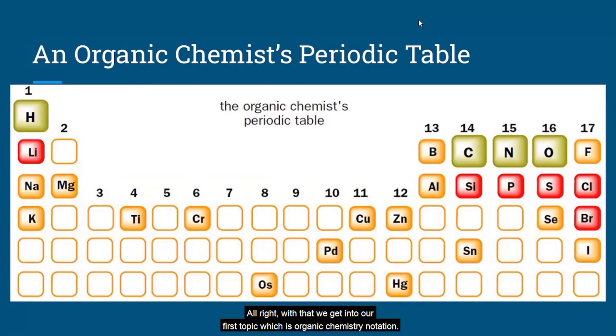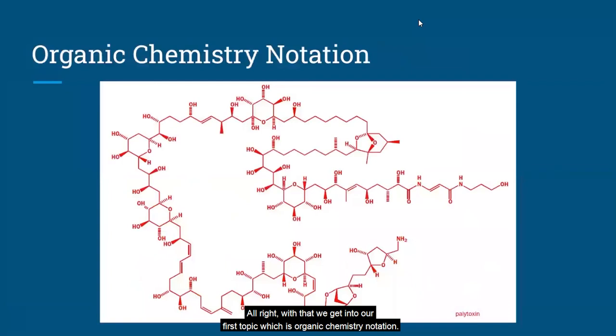All right, with that, we get into our first topic, which is organic chemistry notation. So here is a very complex molecule called palytoxin. It is, as you can probably tell, a very poisonous molecule, and has this very complicated structure. In order to actually understand this molecule, we need to be able to discern its structure and also see what atoms compose this structure. And so to do that, we will need to learn organic chemistry notation, specifically called bond line notation.